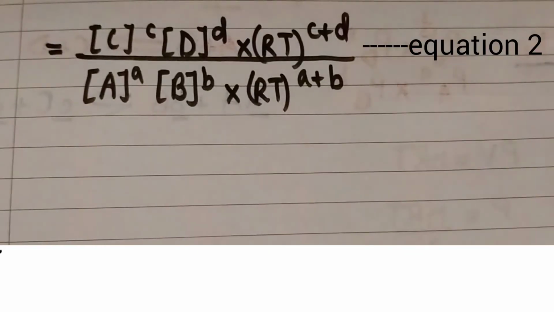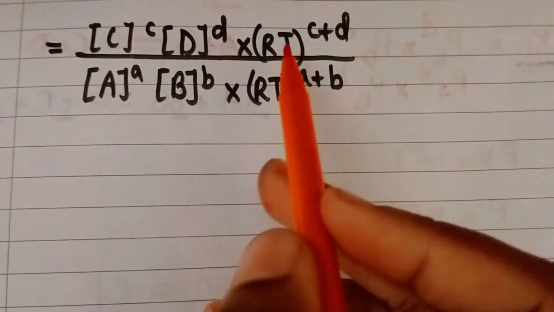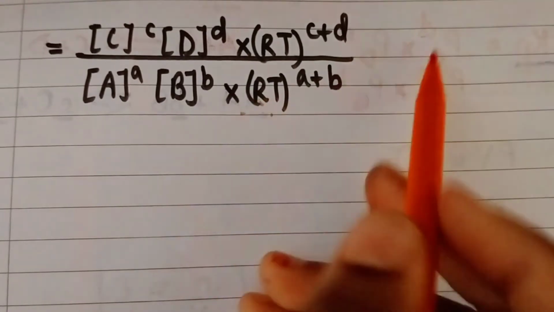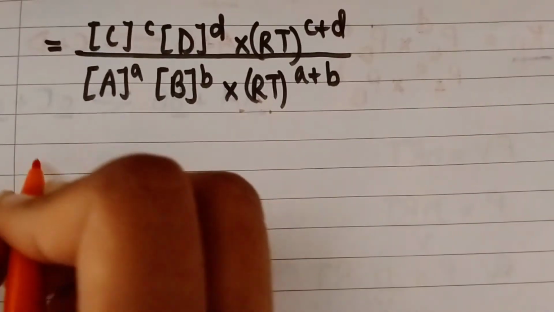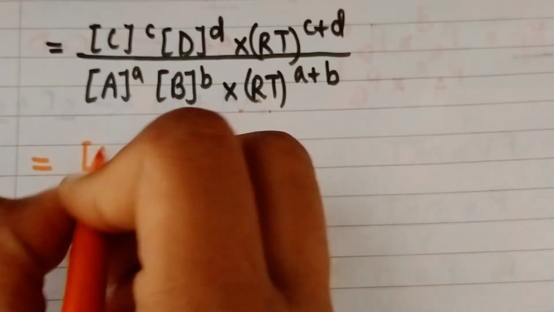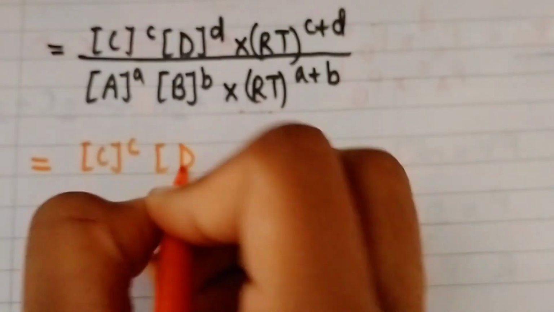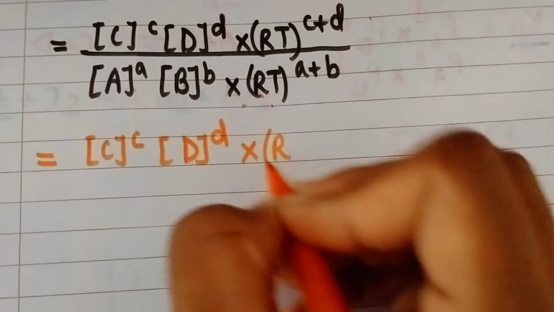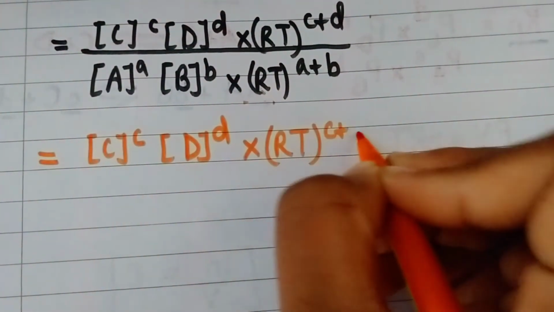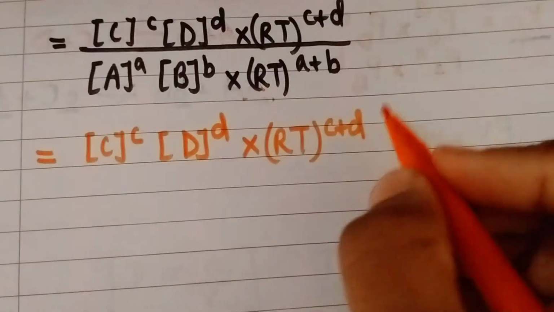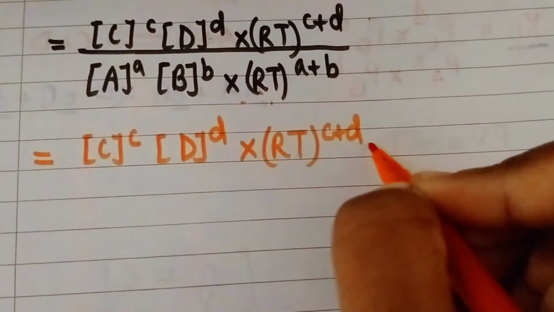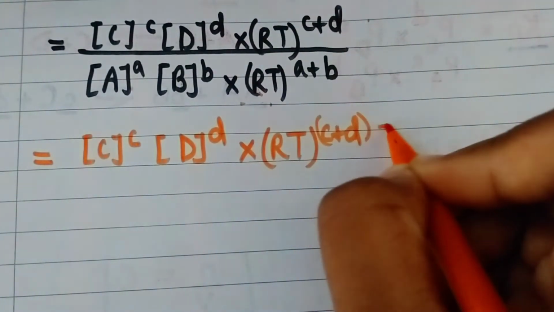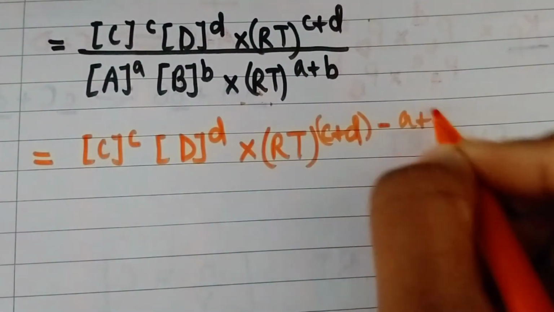So that's our last step, right? Now you see here this RT is the same and this RT is the same, so we can take this RT upwards. What will happen? This is going to remain the same as I told, and this is also going to remain the same. And here we take both RT to the same, so it's going to be divided by RT. So we are going to minus its power.